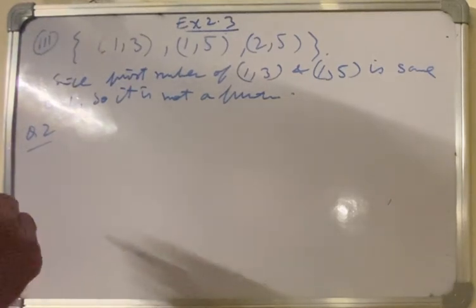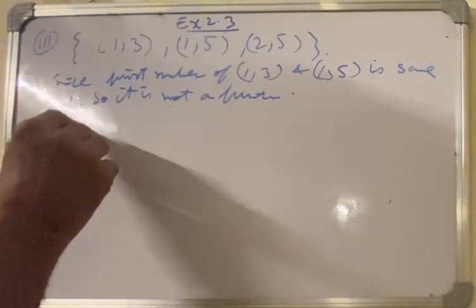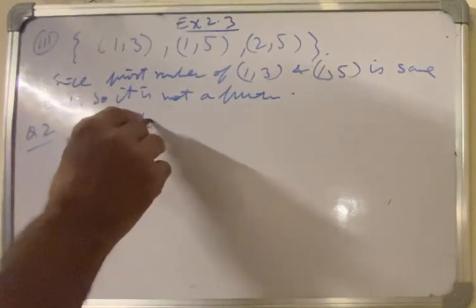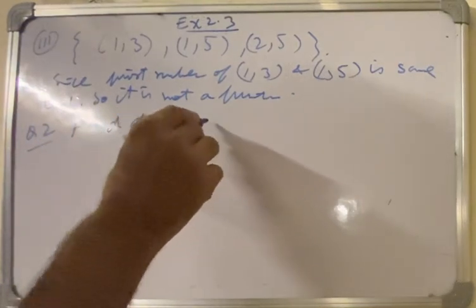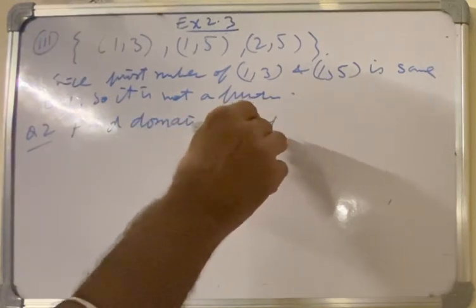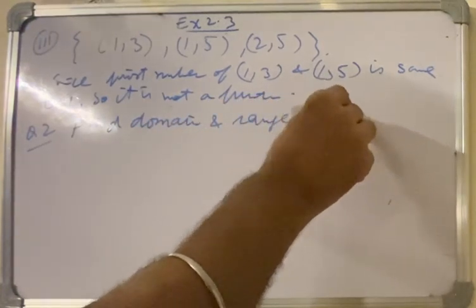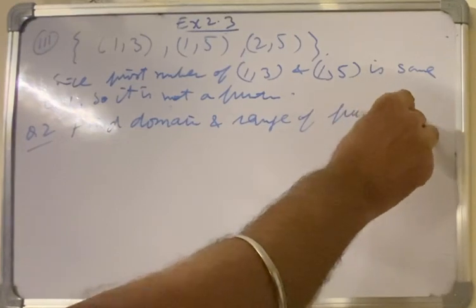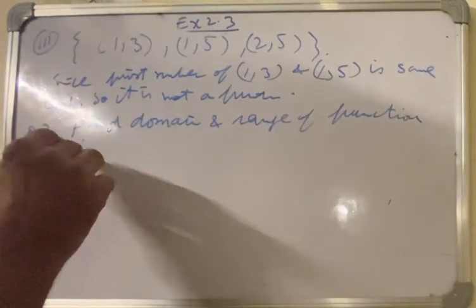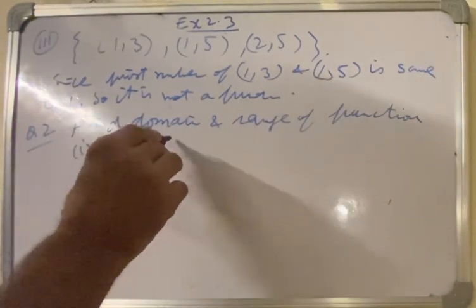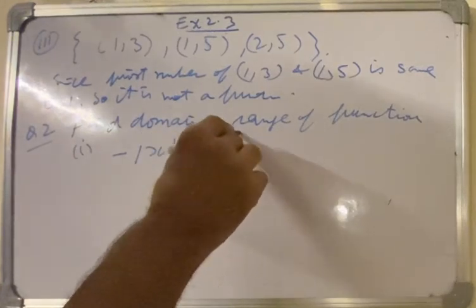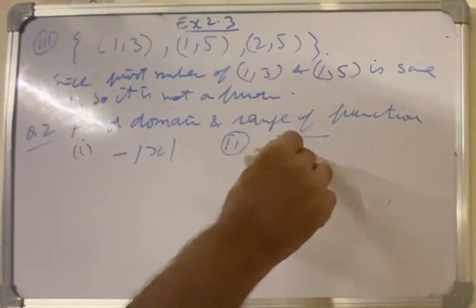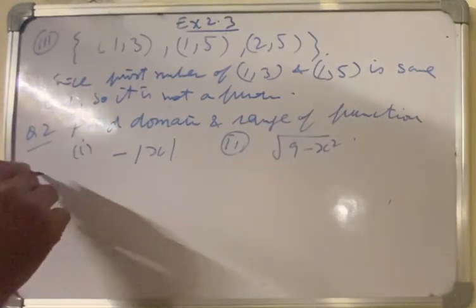Second question. Find the domain and range of the functions. First part, f(x) = minus mod x. Second part, f(x) = square root of 9 minus x squared.